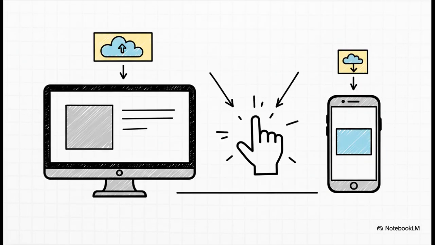So how do we fix that problem? Well, the solution is the sizes prop. This is how you give the browser a hint. You're saying, look, on small screens, this image is going to take up the full width, but on bigger screens, it's only going to take up about half. By giving it this information, you allow Next.js to be super smart and serve the perfect, optimized, smaller image file to the mobile user.